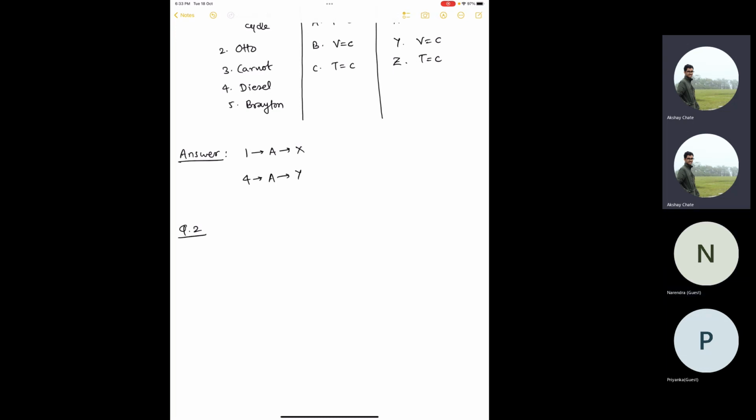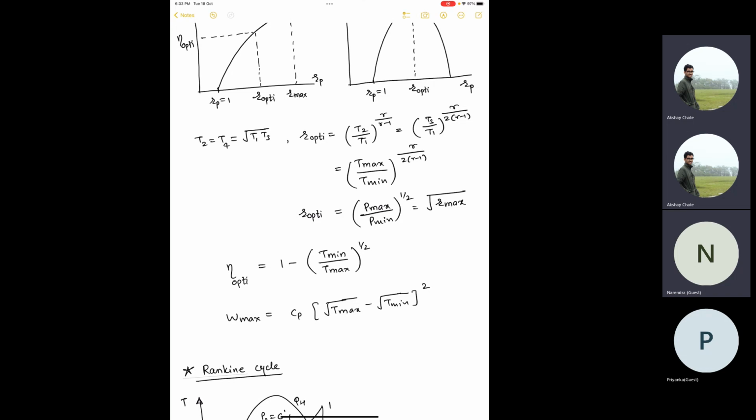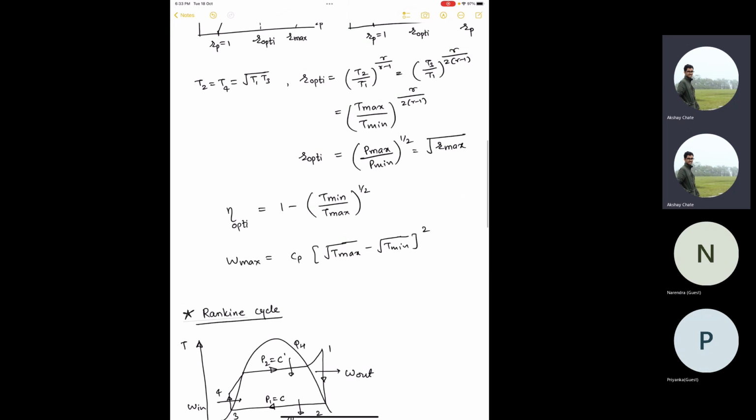One second, let me just check. I told you initially about this maximum efficiency, optimum efficiency. That question was directly asked in the 2004 GATE exam, a 1 mark question. This optimum pressure ratio formula was directly given in the question. If you had known this, you could have easily gotten 1 mark. Otherwise, it would have taken a lot of time to solve this in the exam itself.